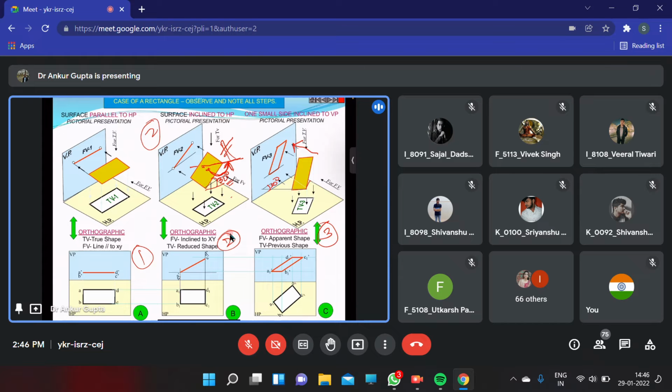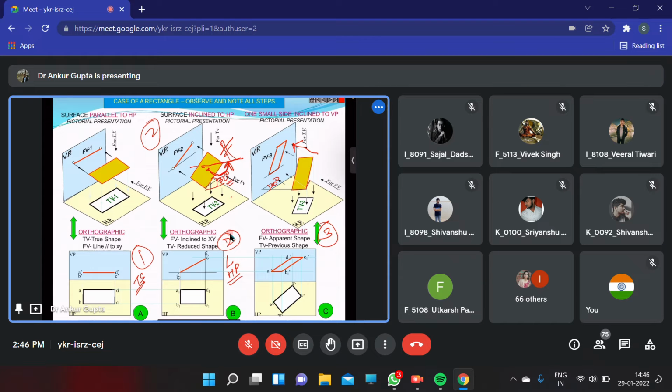Yes, sir. नीचे वाला केस समझ आ रहा है? What is it doing now? Initially we have made, पहले हमने, true shape लिया in first. In second, what did we do? We did some horizontal inclination with the horizontal plane.